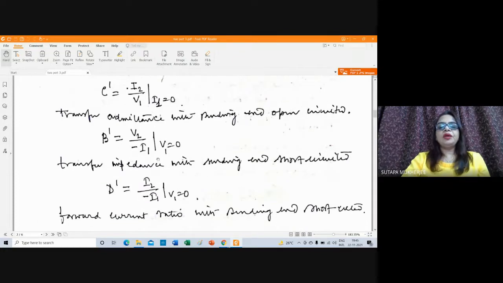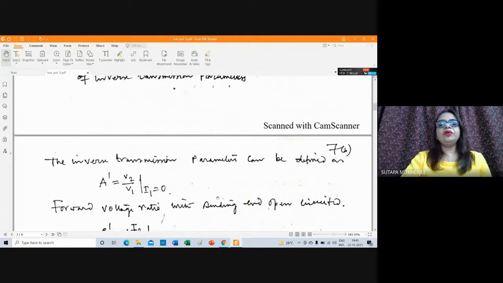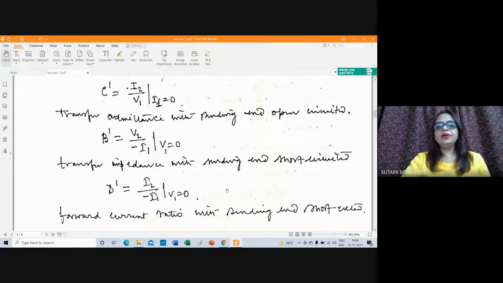Similarly, making V1 zero, you will get B dash and D dash. B prime will be equal to V2 by minus I1, that is transfer impedance with sending end short circuited because V1 is 0. And D dash will be equal to I2 by minus I1, with V1 equal to 0, that means sending end short circuited. So making the sending end short circuited, you get two parameters, B dash and D dash. Up to this, it is clear to all of you? How can you get the inverse transmission parameters? By making the sending end open circuited and sending end short circuited. Is it clear to all of you?